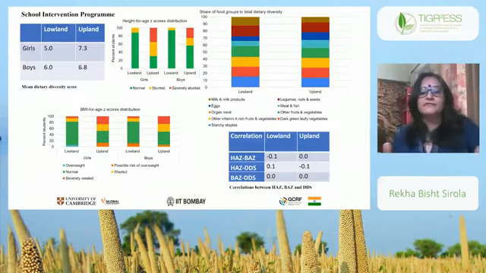Now, from the data that we've collected, we found that the mean dietary diversity score was much higher in the upland area as compared to the lowland area. And in the case of girls, it's generally higher as compared to the boys. But when you see the total share of the various food groups in the dietary pattern, there's no organ meat in either of the regions.